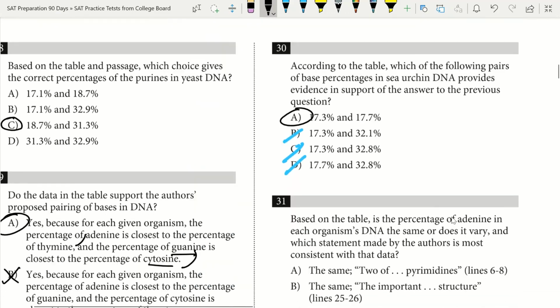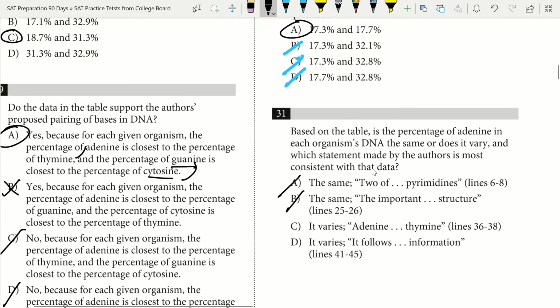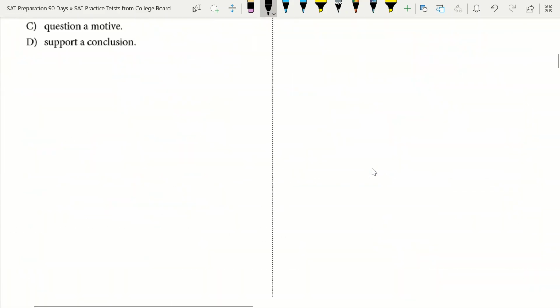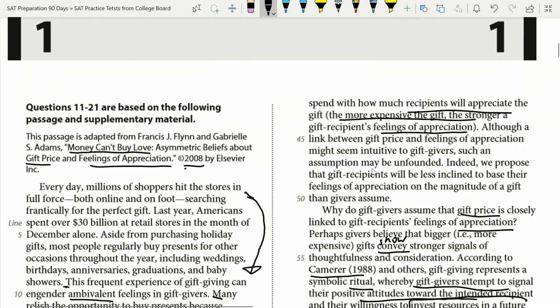Next up, we can go ahead and go down here. Let's get rid of the ones that say it's the same. We get rid of A and B. We're left with it varies and then two lines. So I would say, just looking at these, I remember later on in the passage we talked about how it varies. So that's lines 41 to 45. So I'm going to go there first, because I remember in this right side, which was started about 40, is when we kind of started talking about that.